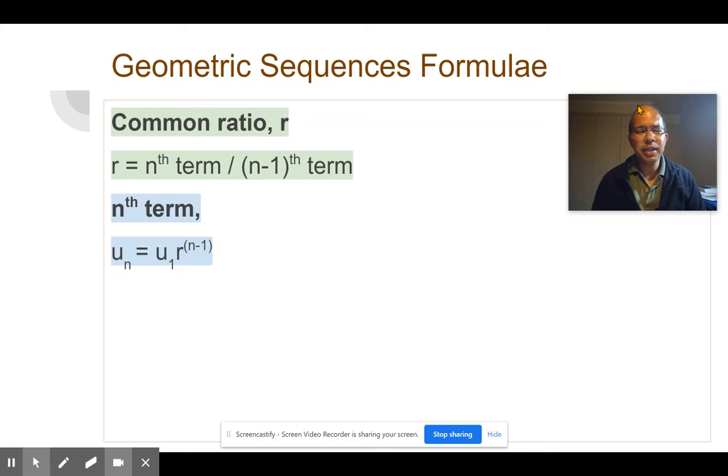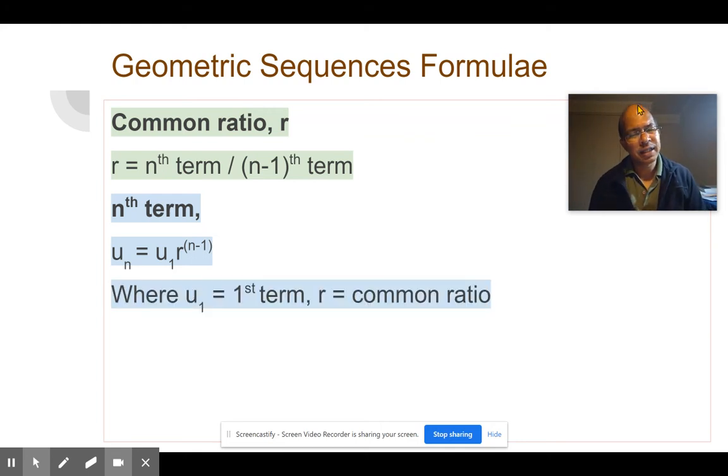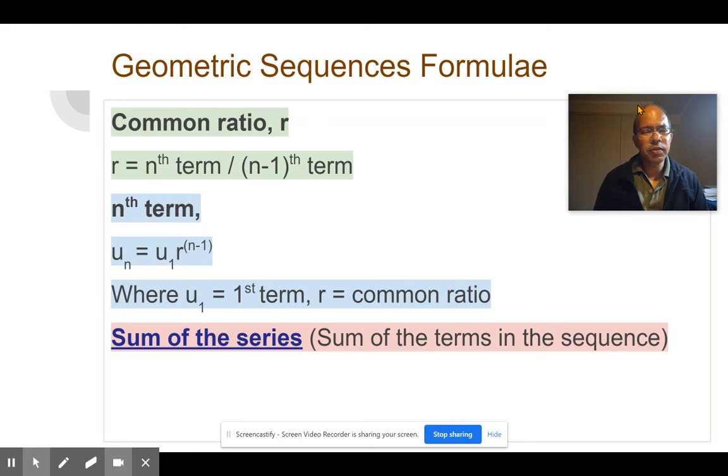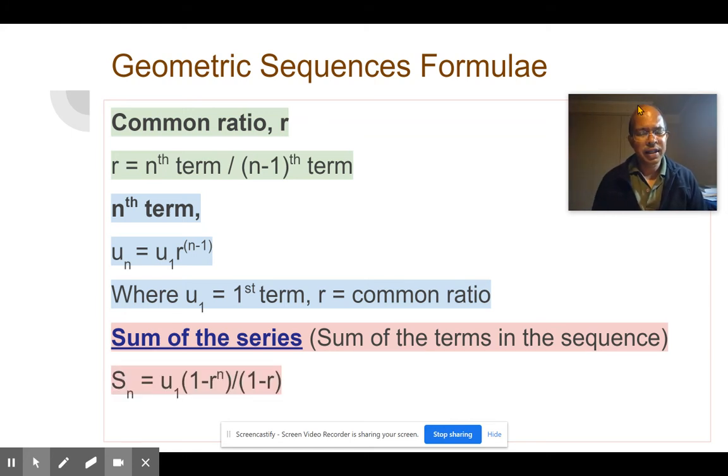The nth term is given as un equals first term times common ratio to the power n minus 1. And finally, the sum of the series is given as Sn equals u1 times 1 minus r to the power n, divided by 1 minus r.